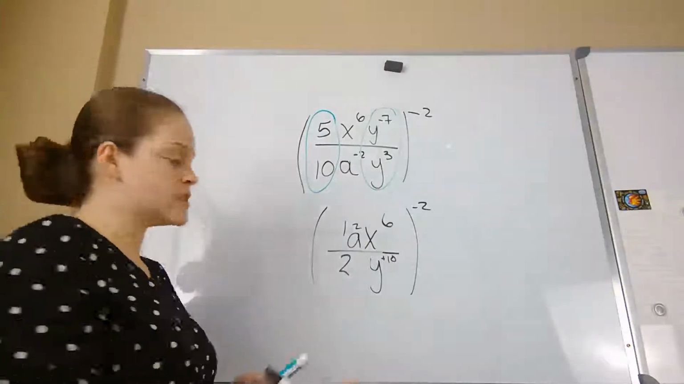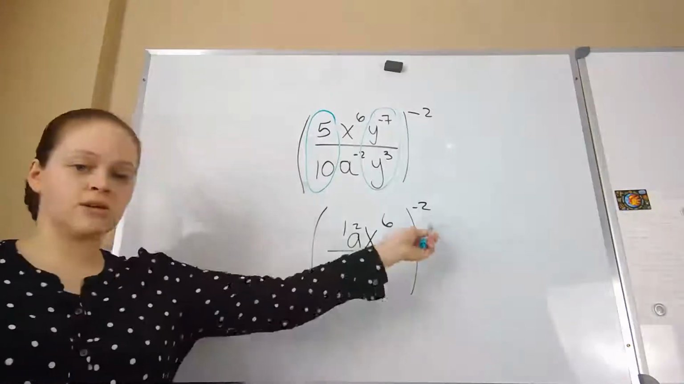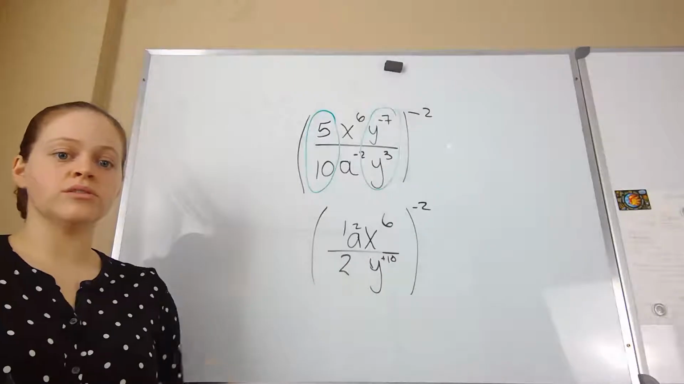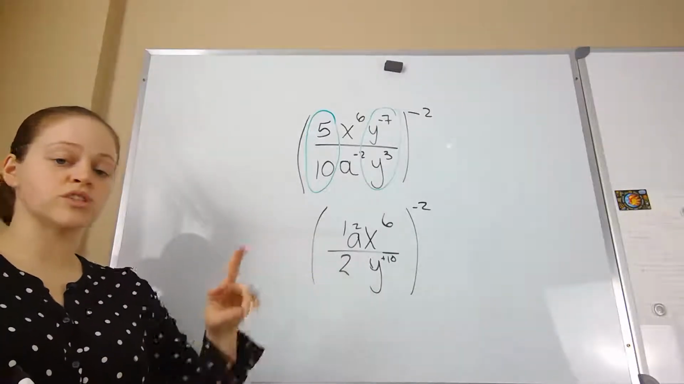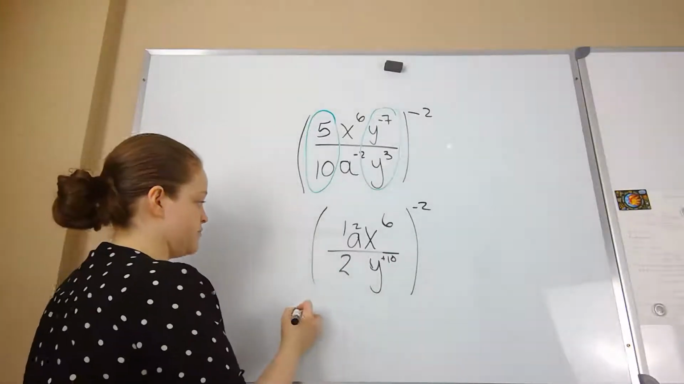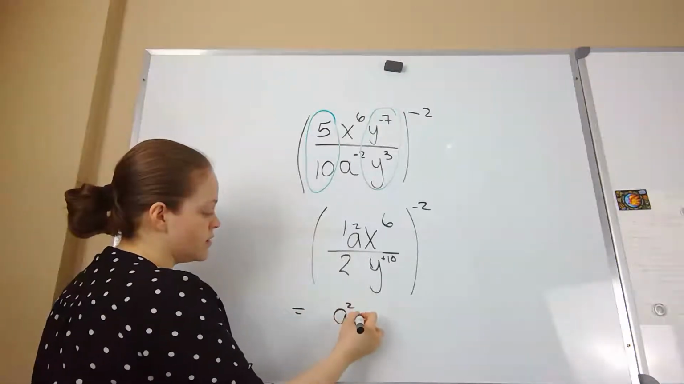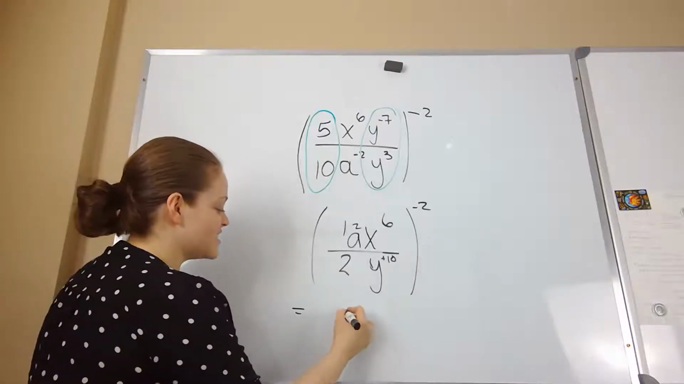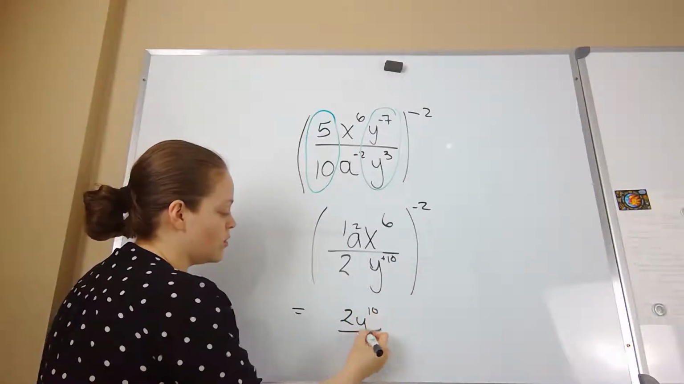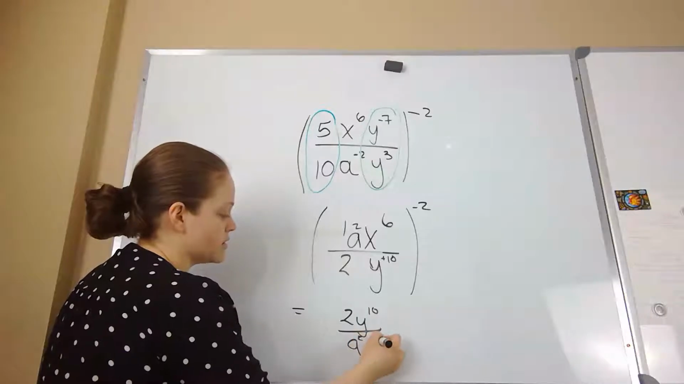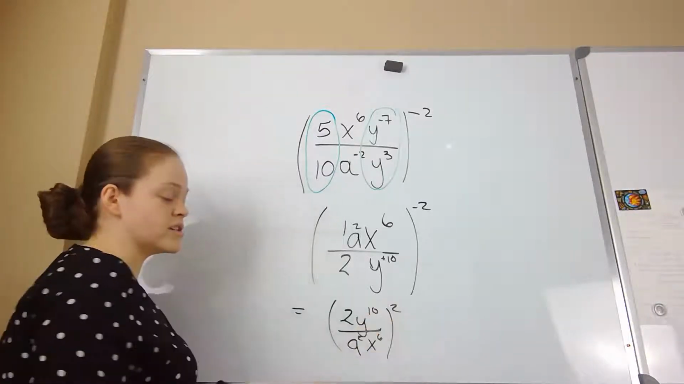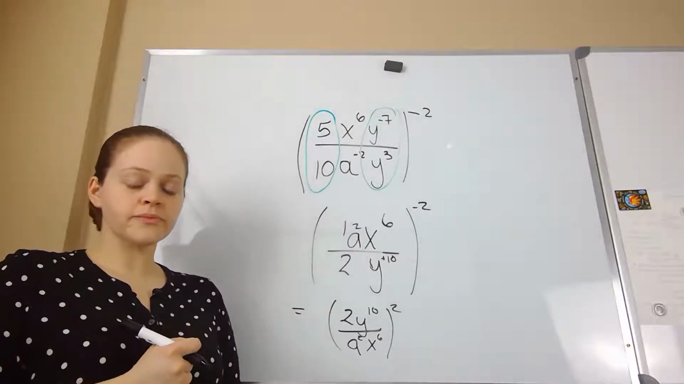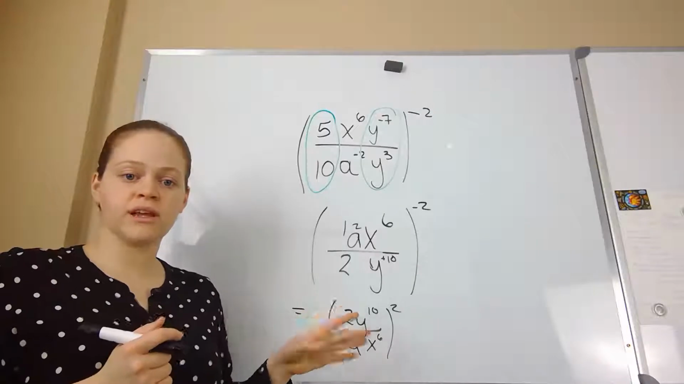Then the only negative exponent I have left to deal with is this outside guy, okay? So take the reciprocal, right? The negative tells us take the reciprocal, which just flip the base. So we have a squared, x to the, oops, sorry, I wasn't going to flip it. 2y to the 10 over a squared x to the 6. Then our exponent now becomes positive.